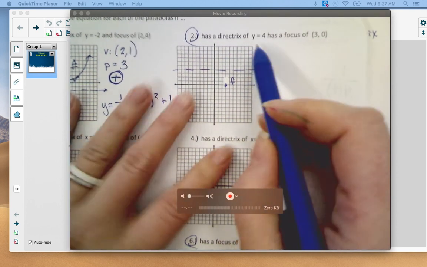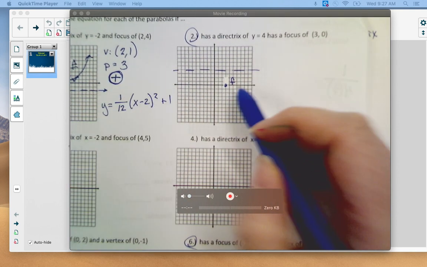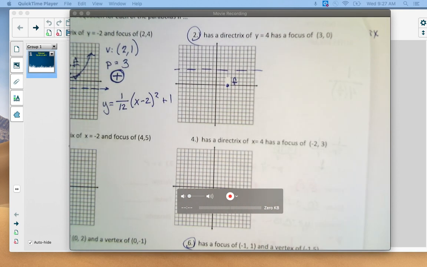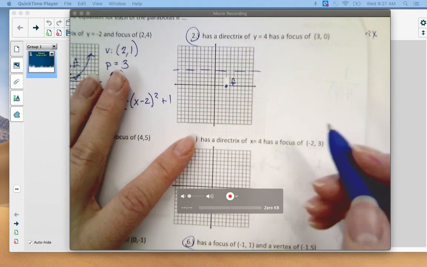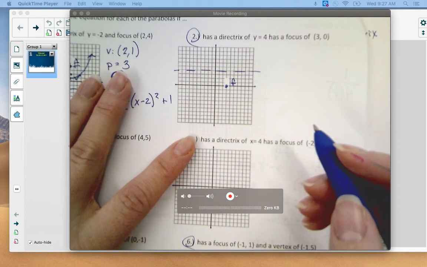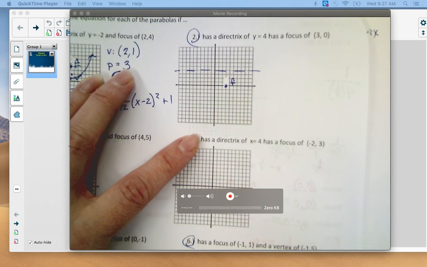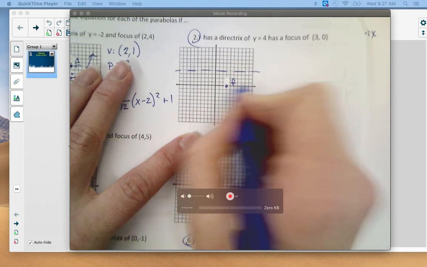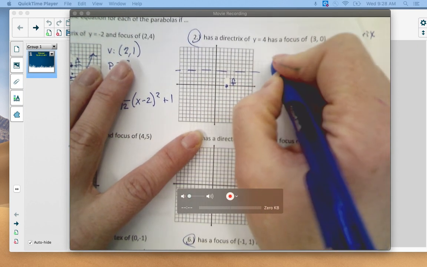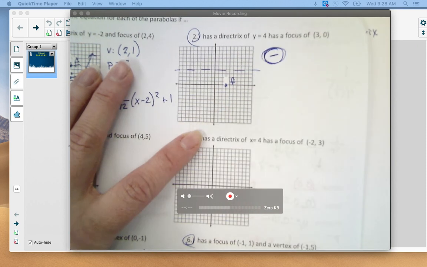On number 2, it has a directrix of y equals 4 and a focus of 3, 0. As soon as you know it's a directrix and your focal point is below your directrix, what do you know right away? It's negative, or it's concave down. So right away, as soon as you know that, I want you writing a giant negative and circling it. As soon as you know it's going to be concave down.